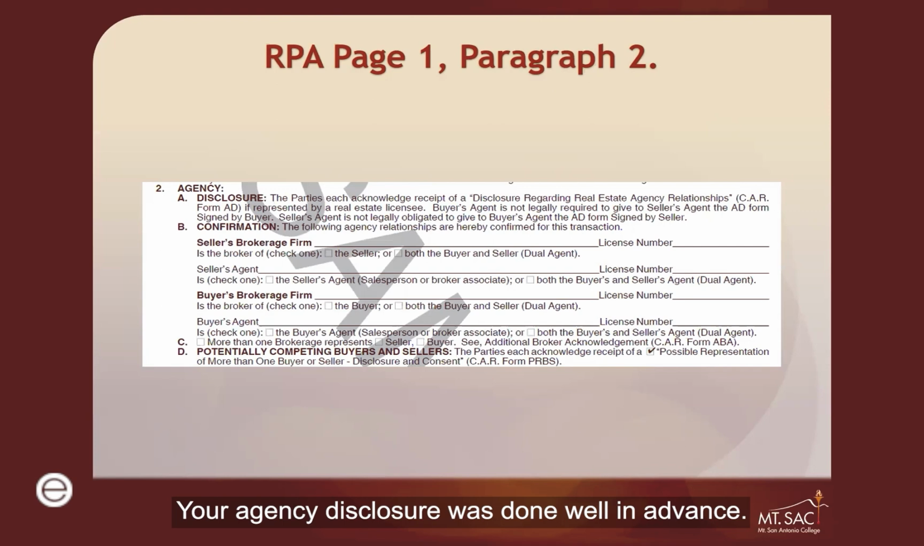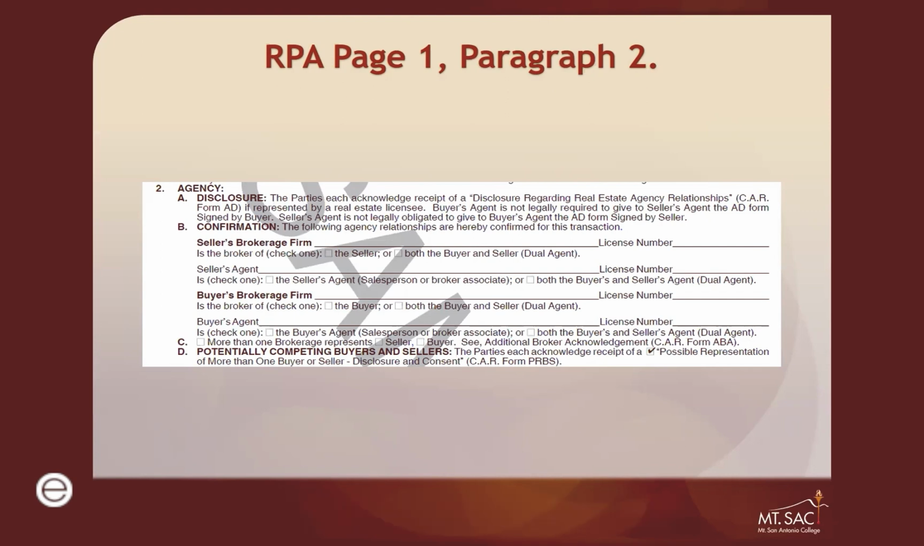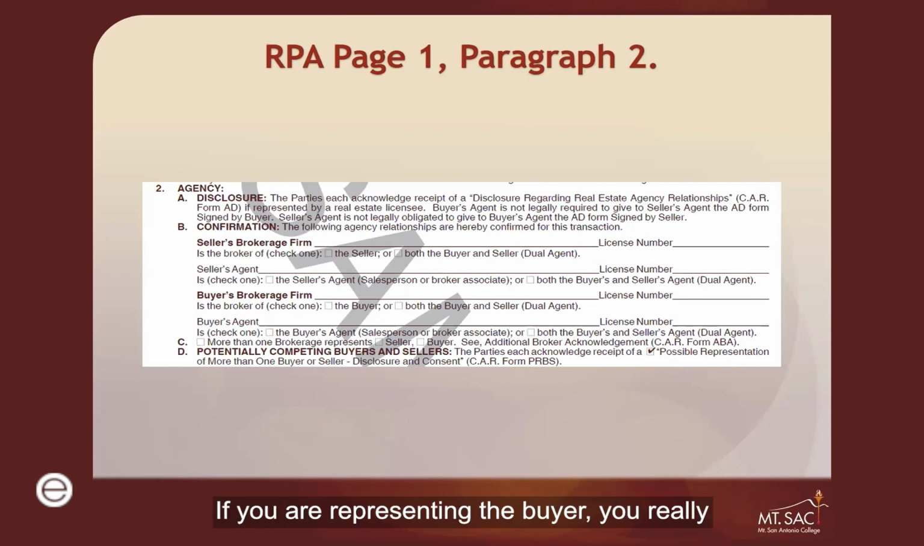Your agency disclosure was done well in advance. Remember, when you're representing the seller, you need to disclose agency to that seller before they sign the listing. That's required under Civil Code 2079. If you are representing the buyer, you really should have that buyer sign that agency disclosure form before you start showing them properties. And while you're at it, make sure they also sign that possible representation of more than one buyer or seller, that PRBS form, okay?